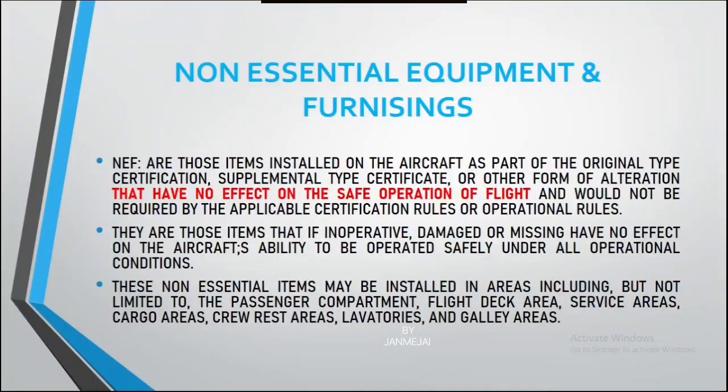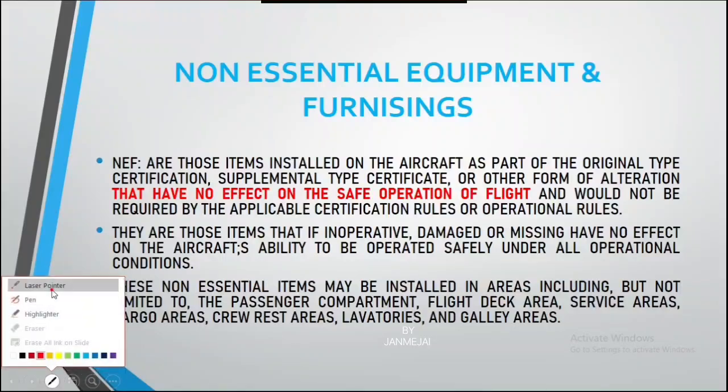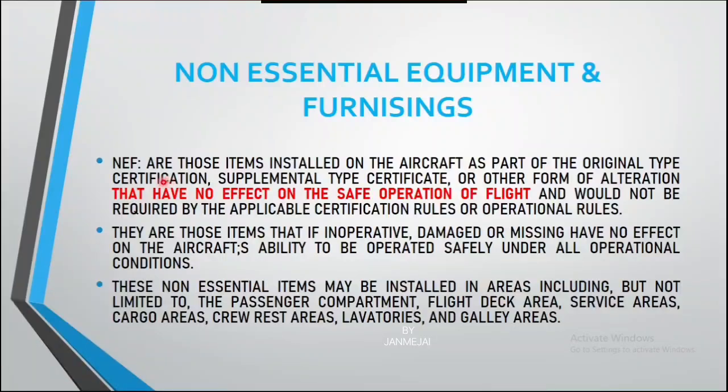So let's start with non-essential equipment and furnishing. What is this NEF? We'll go through the definition first. NEF are those items installed on the aircraft as a part of original type certification, supplemental type certificate, or other form of alteration that have no effect on the safe operation of the flight. That is the important point: these items will not affect the safe operation of the flight and would not be required by the applicable certification rule or operational rules. So this is called NEF.